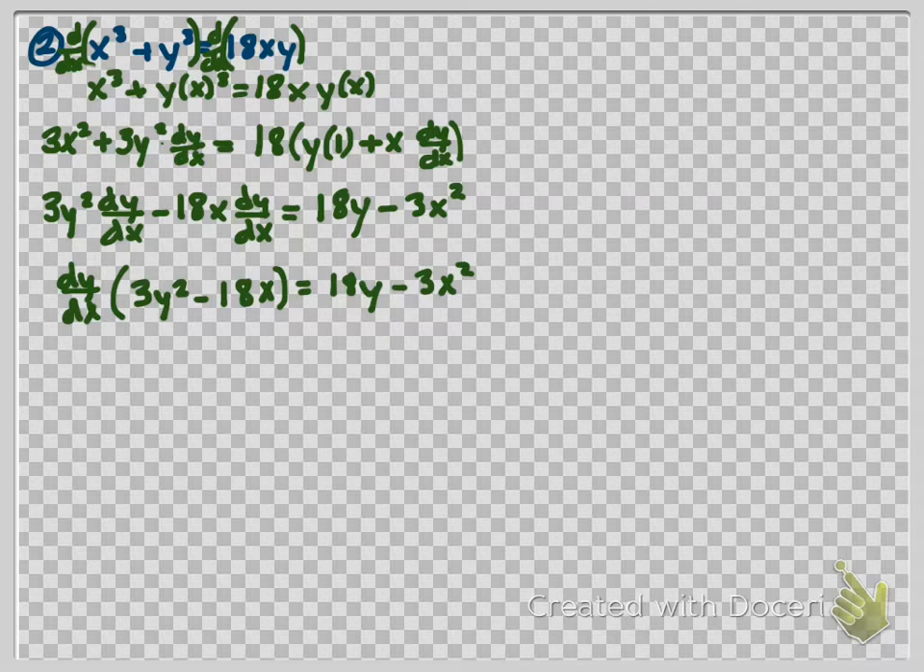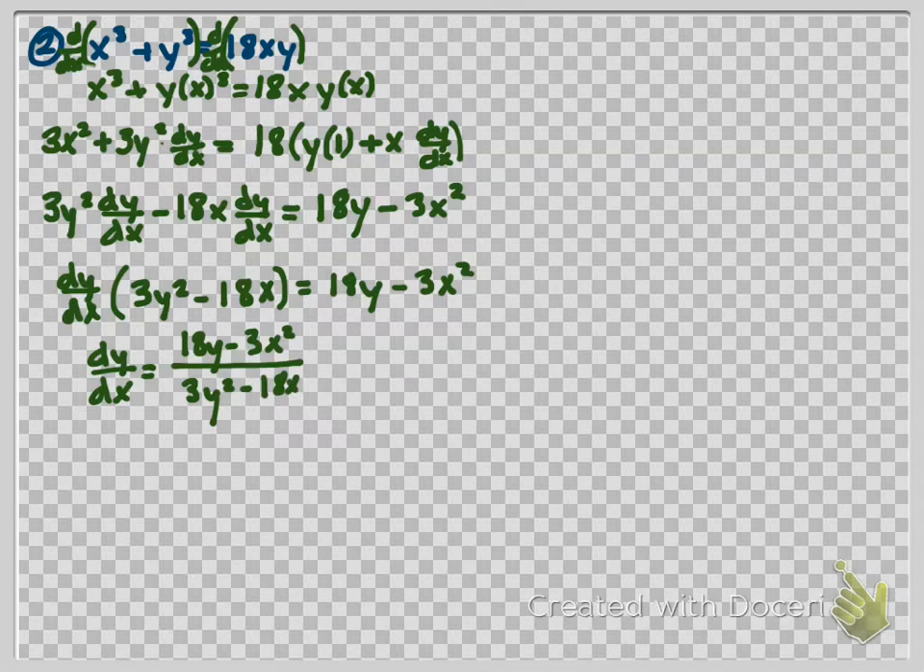All right. And then to get dy dx by itself, what do I have to do? I have to divide by that binomial. Now, some of you will show that on your paper, but you don't have to. We're big boys and girls now. We can get past writing everything that goes through our head. So we say, well, dy dx is just going to be equal to the right side as my numerator. So 18y minus 3x squared divided by 3y squared minus 18x.